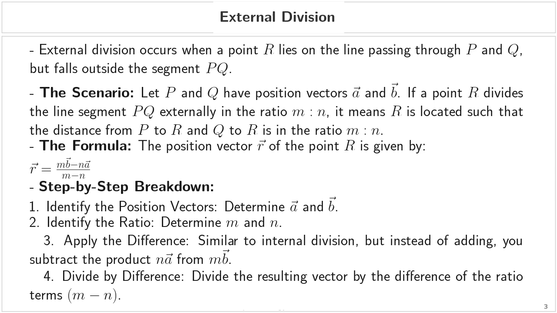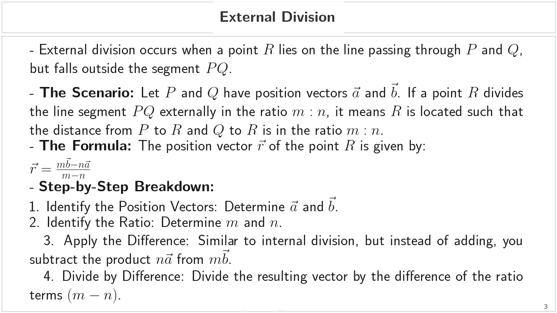Second, identify your ratio values m and n. Third, apply the difference. Just like before, you'll multiply the ratio values by the opposite vectors, but this time, instead of adding them, you subtract the product of n and vector A from the product of m and vector B. Finally, divide that entire resulting vector by the difference of the ratio terms, which is m minus n.